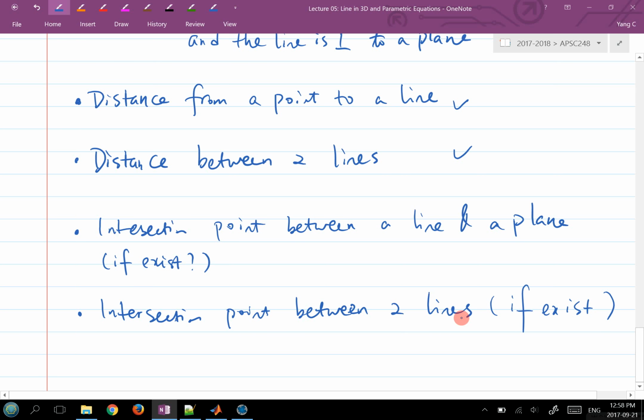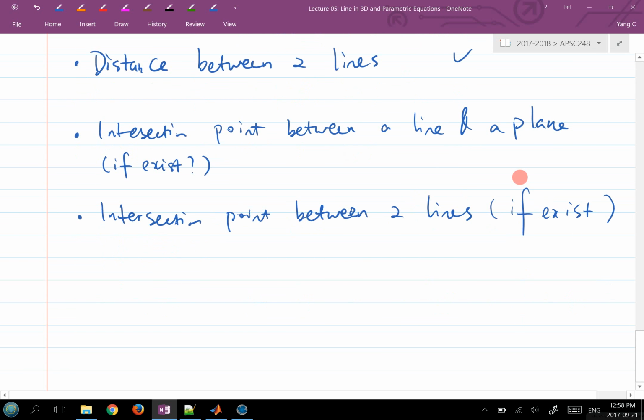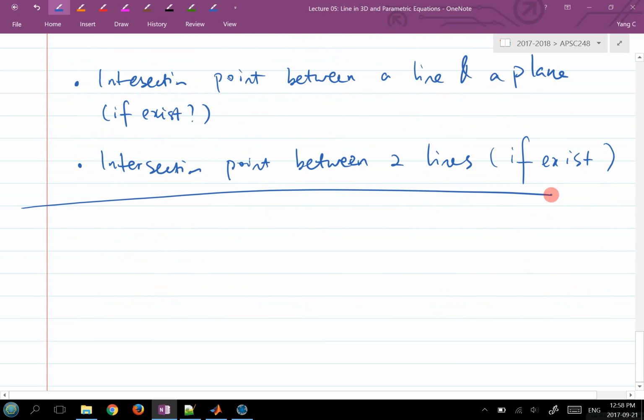So try to look for a similar question in the assignments. That will be pretty much everything on lines and planes. Any questions so far before we move on? Okay, good. Let's move on.